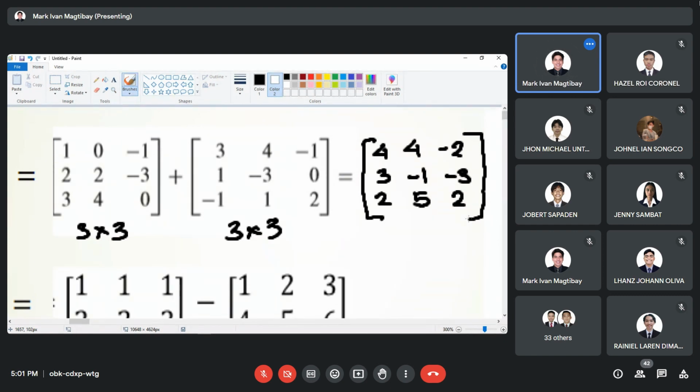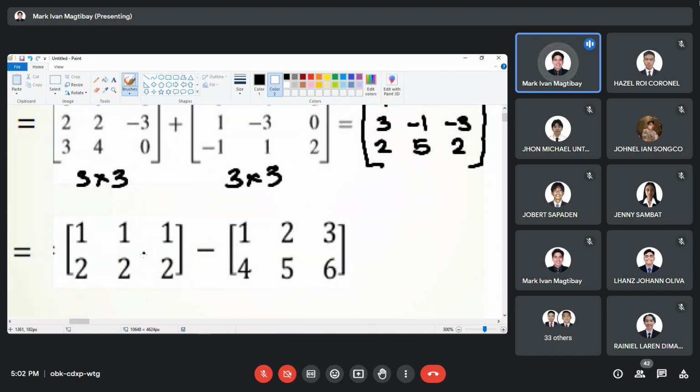Okay, and then the next po, this is a 2 by 3. Why? There are 2 rows, 1 and 2. There are 3 columns, there's 1, 2, and 3 po. Okay, 2 by 3 and another 2 by 3 po. So meaning to say, our answer will also be 2 by 3.